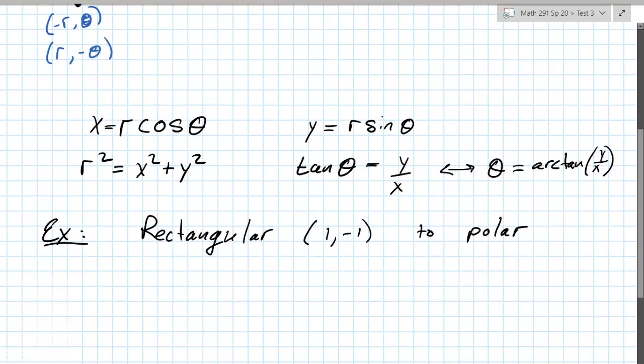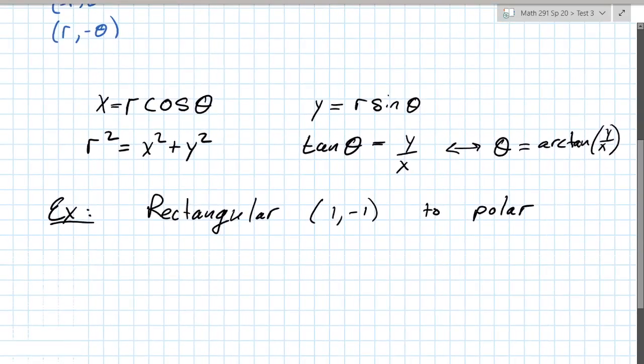So an example is to change these rectangular coordinates (1, negative 1) to polar coordinates. So here we have our x, y axis, and then on top of that here is our polar axis in blue. So you can imagine there's a radius 1, there's radius 2, and so on.